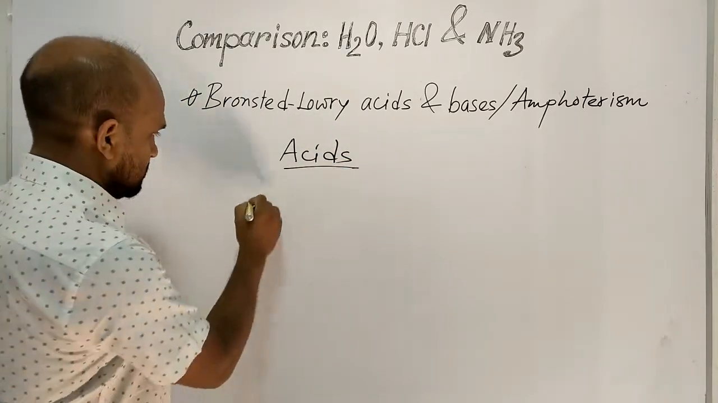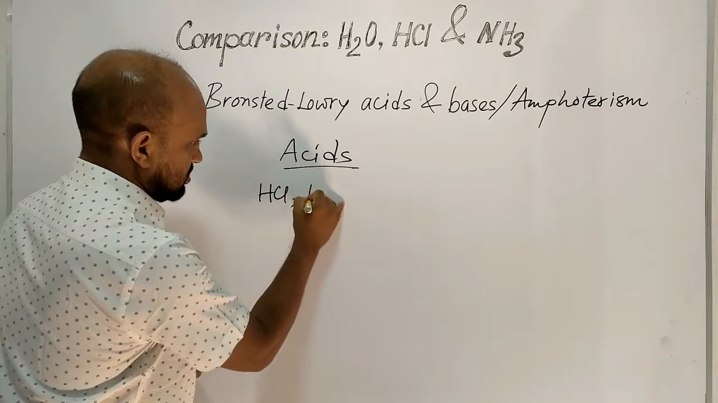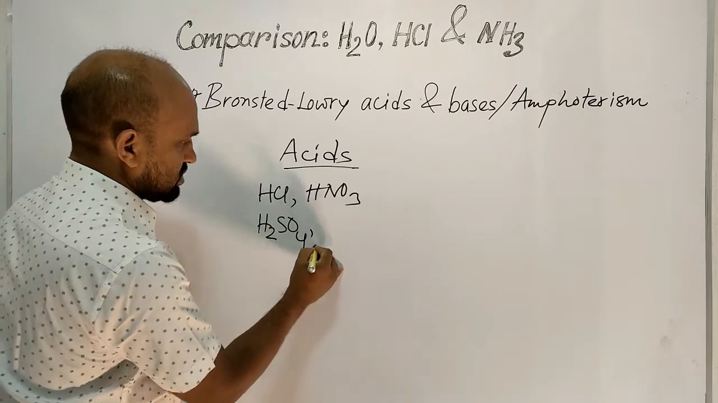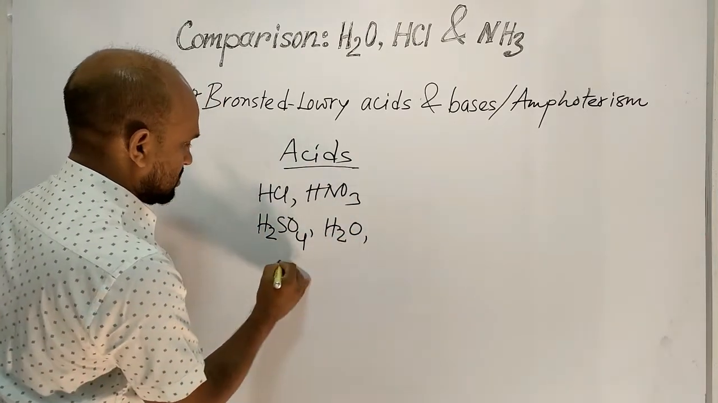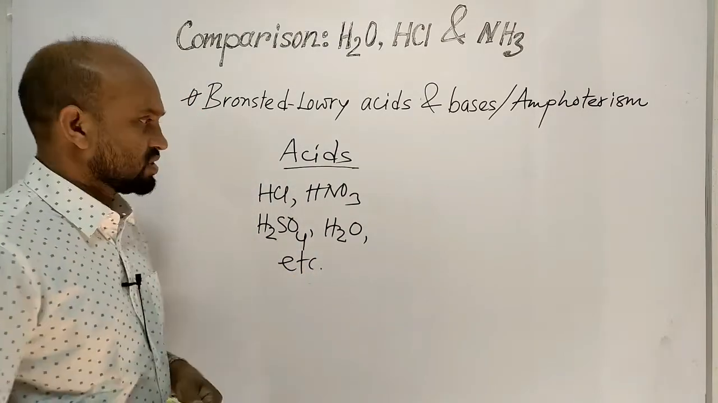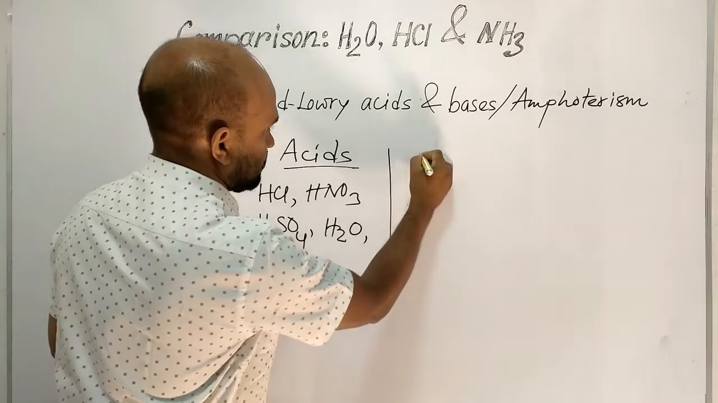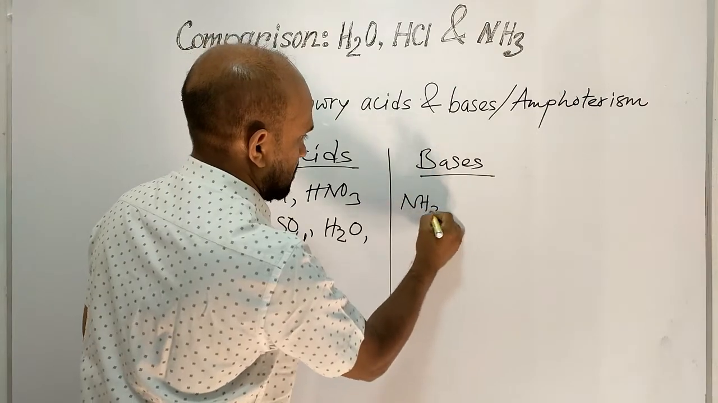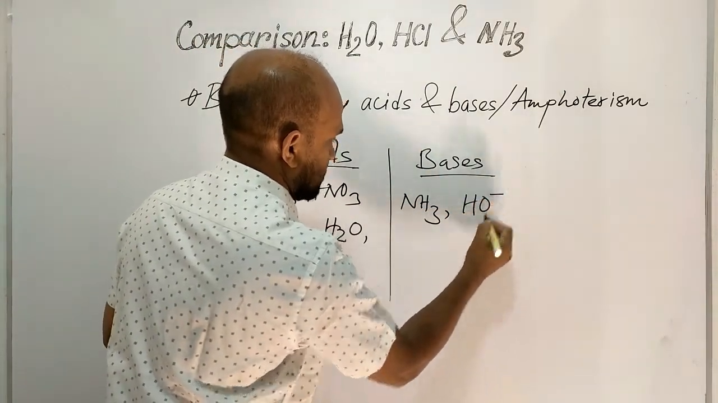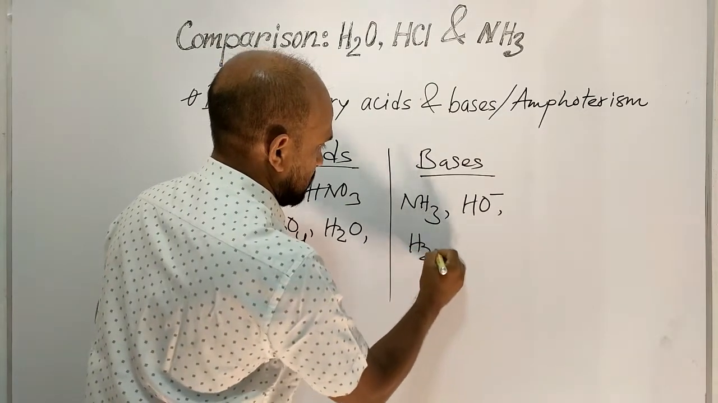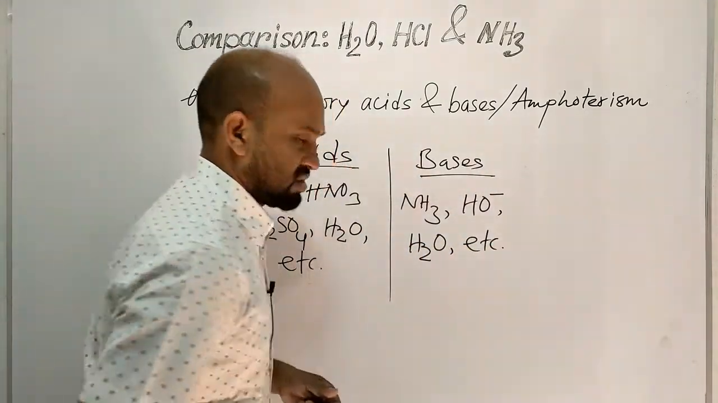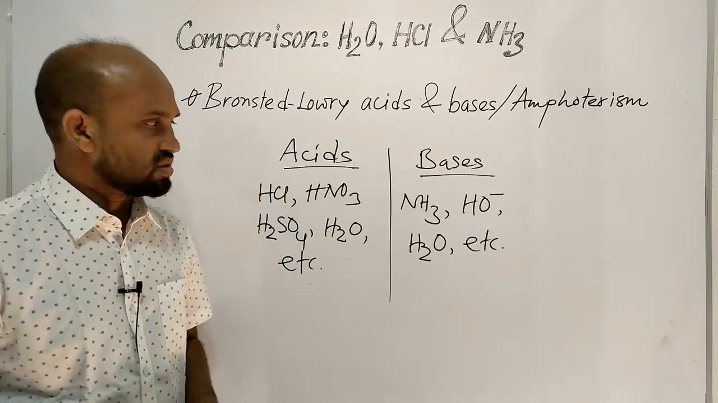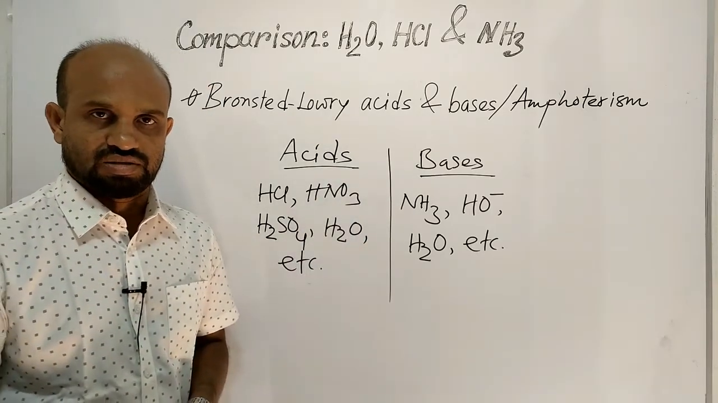Bronsted acids are hydrochloric acid, nitric acid, sulfuric acid, water, etc. And Bronsted bases are ammonia, hydroxide ion, water, etc. So these compounds are Bronsted acids and these are Bronsted bases.